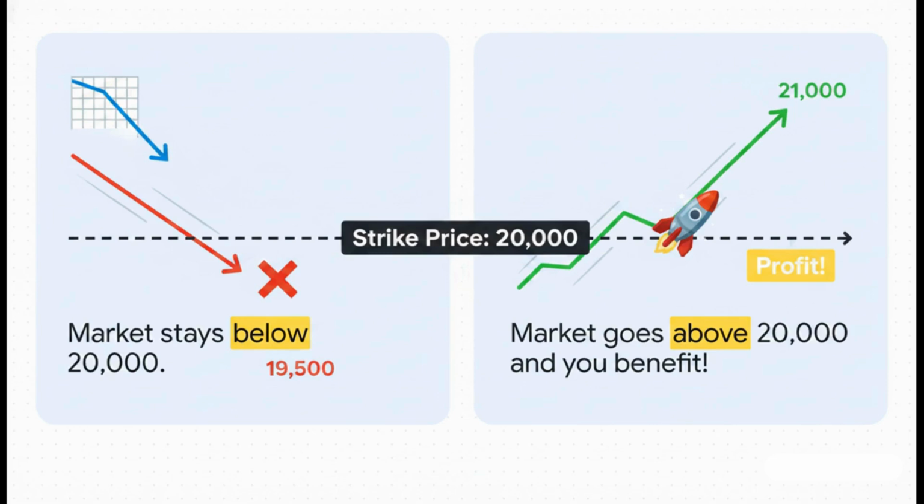But if the market rockets above your chosen level, say up to $21,000, you suddenly have a massive advantage. You hold a contract that lets you buy an asset that's currently worth $21,000 for the incredibly cheap, locked-in price of $20,000. Your strike price literally became your gateway to that profit.